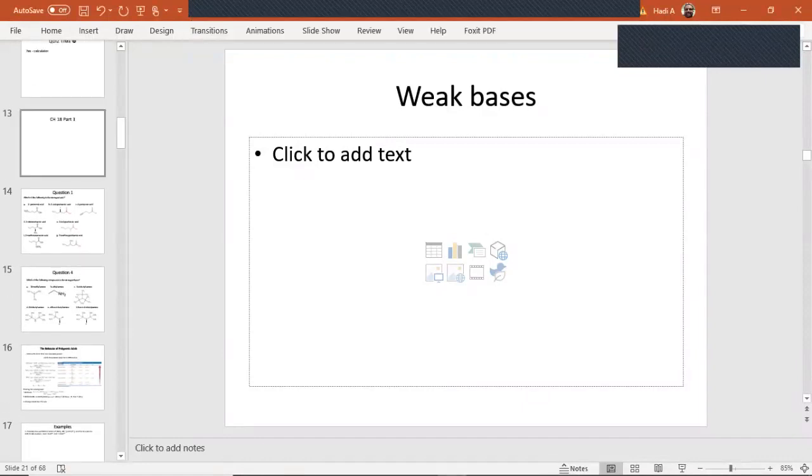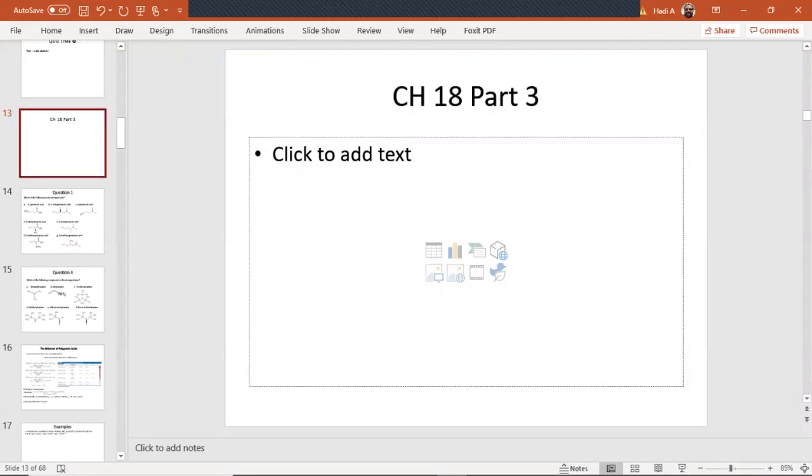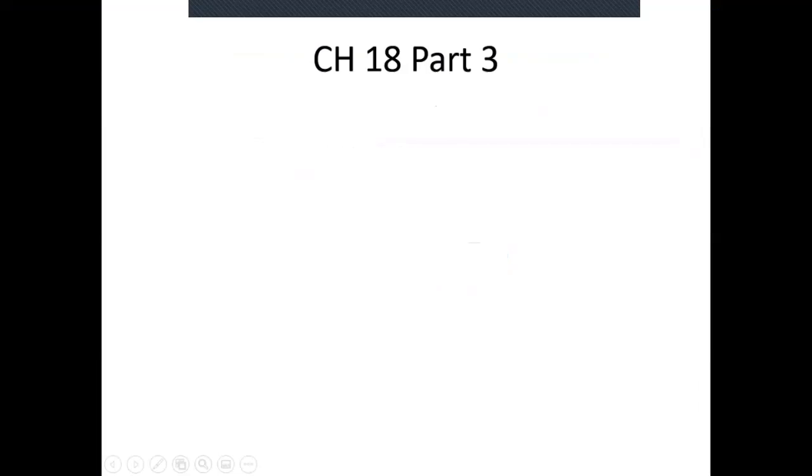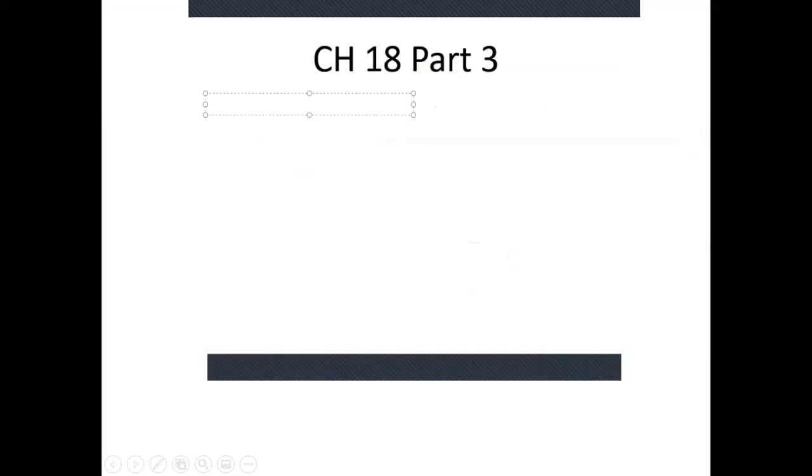So I like to call this part 3 of the lecture. Again, today we'll be talking about diprotic acids and weak bases. We'll get to weak bases in a second, but first let me talk very briefly about the three classes of acids based on the ionizable protons.